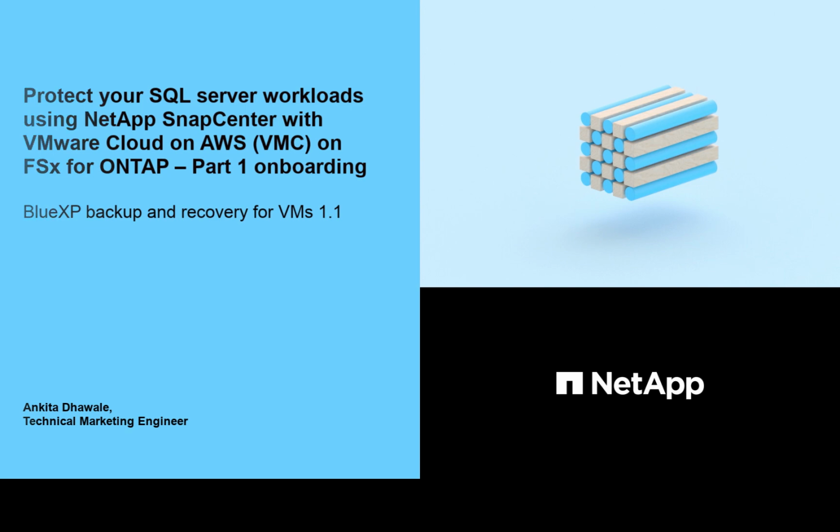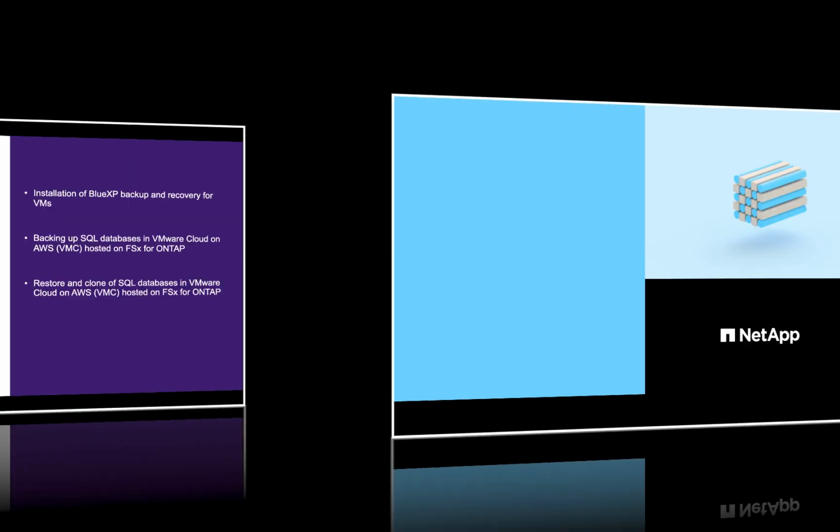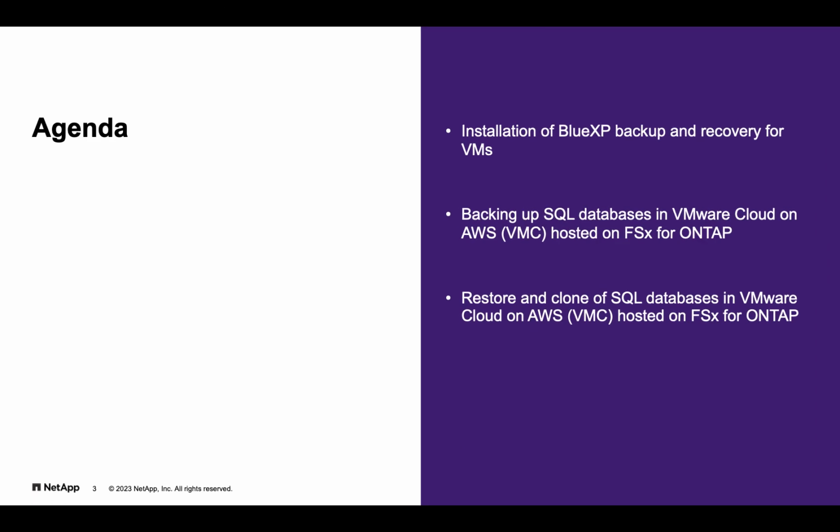So that being said, let's quickly look at the agenda. In part 1 of this demo series, we will go through the installation of BlueXP backup and recovery for VMs as well as check on the configuration. In part 2, I will demonstrate how to back up SQL databases in VMC FSxN using SnapCenter. Finally, in part 3, I will show you the restore and clone capabilities for SQL databases hosted on FSxN for ONTAP.